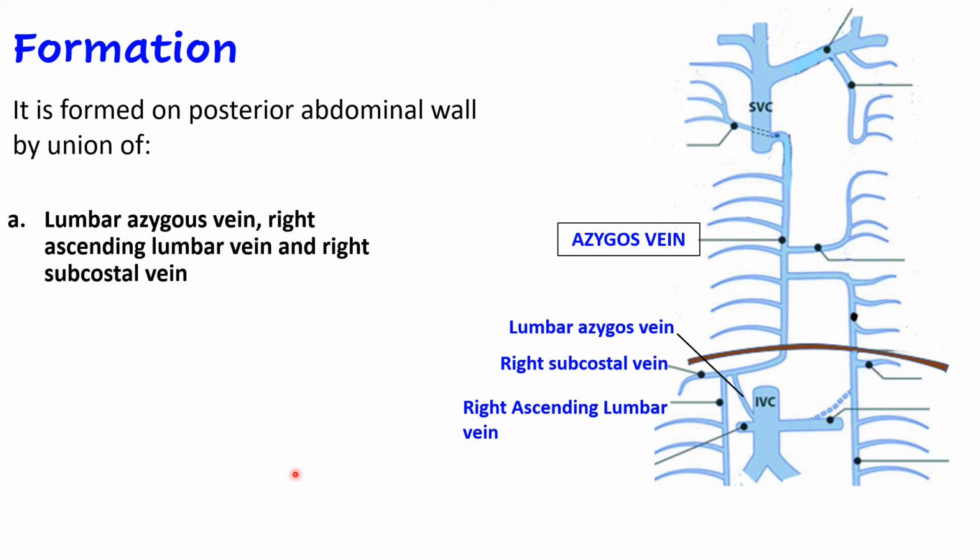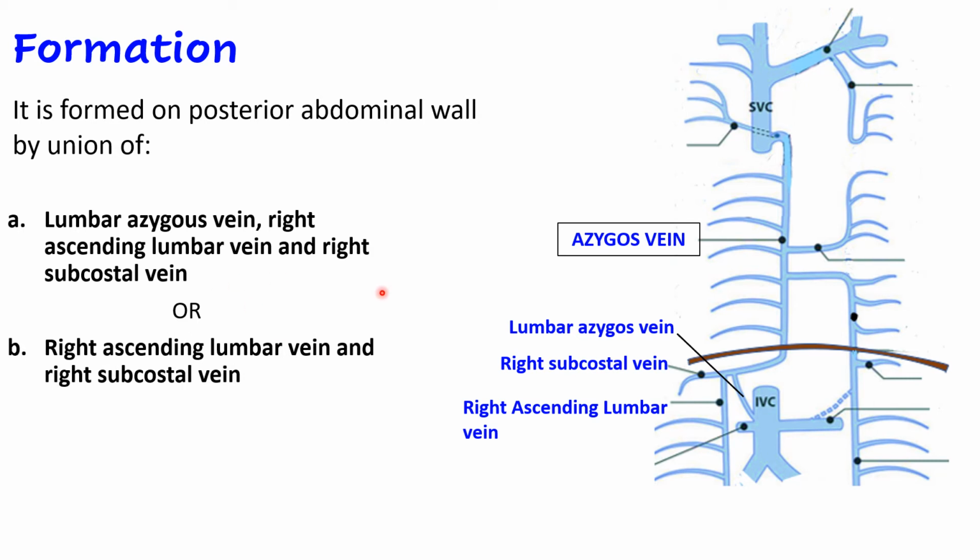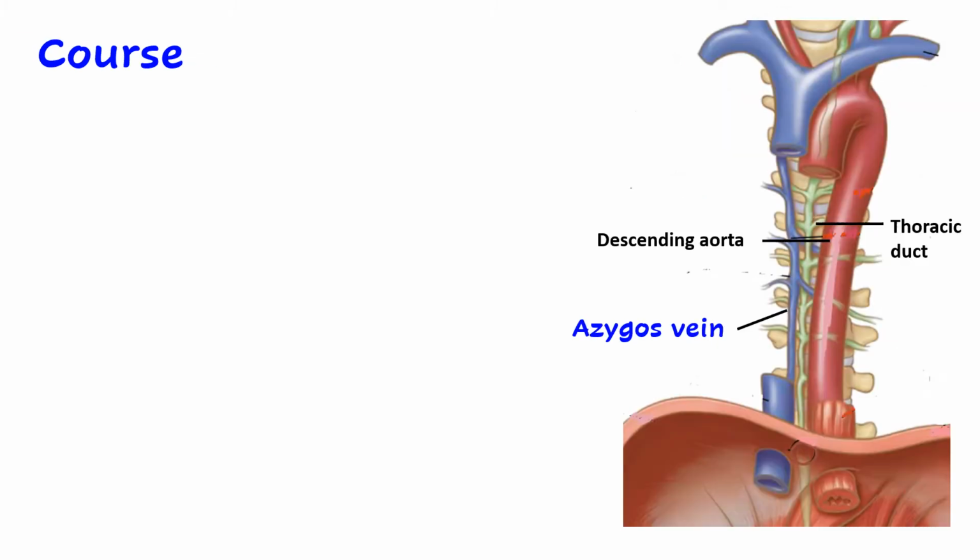But sometimes the lumbar azygos vein may not be there. In that case, the azygos vein will be formed by the union of the right ascending lumbar vein and the right subcostal vein. Let us now see the course of the azygos vein.